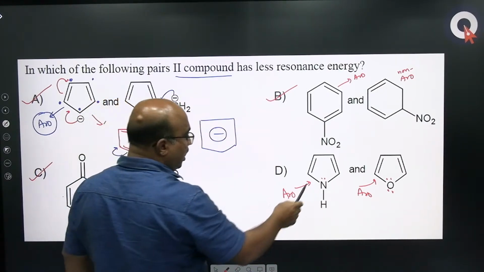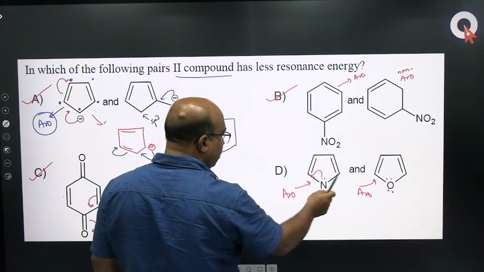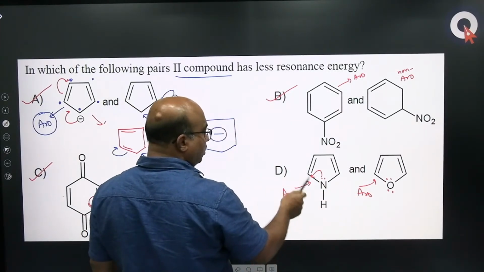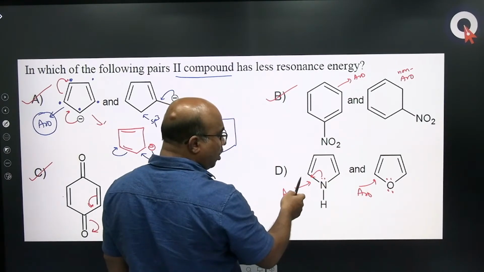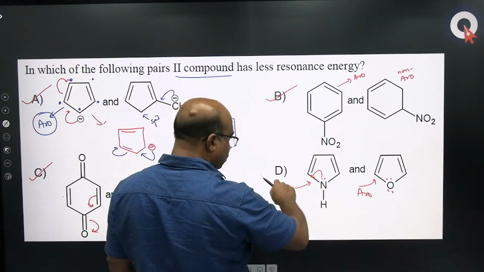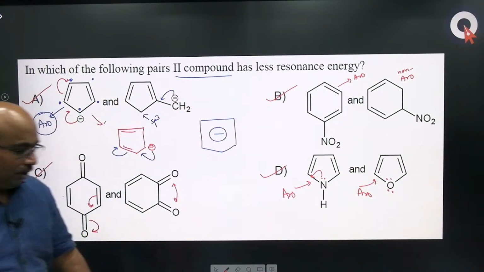So here the nitrogen delocalization is more than oxygen. That's why this has more resonance than this. So this has more ability to undergo resonance compared to this. This is also true. Clear?